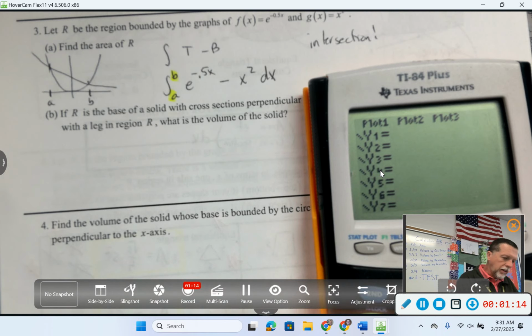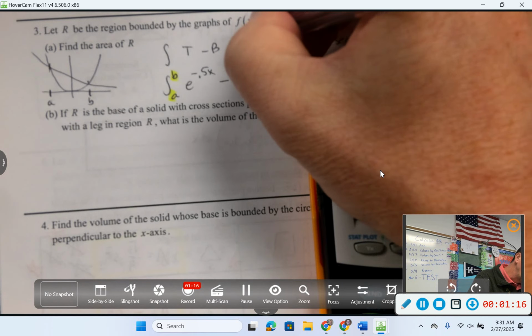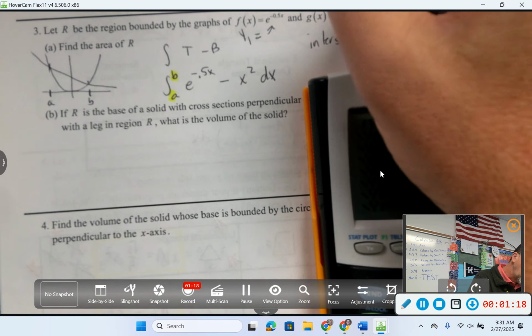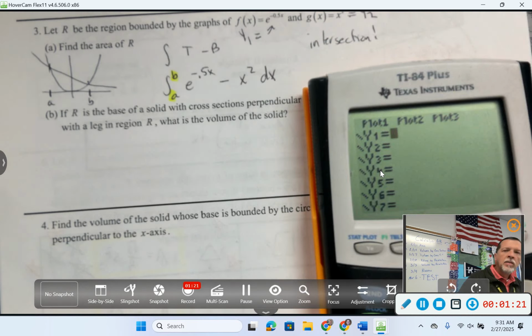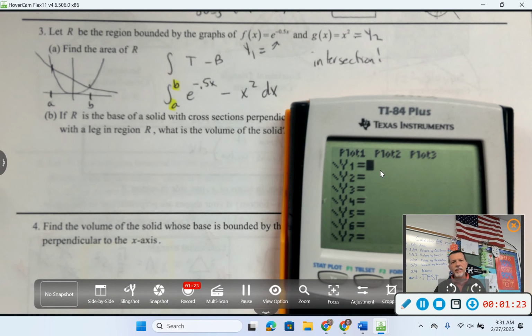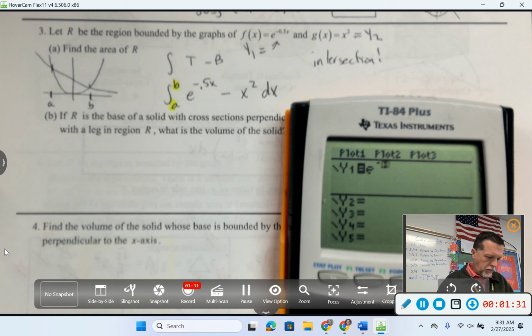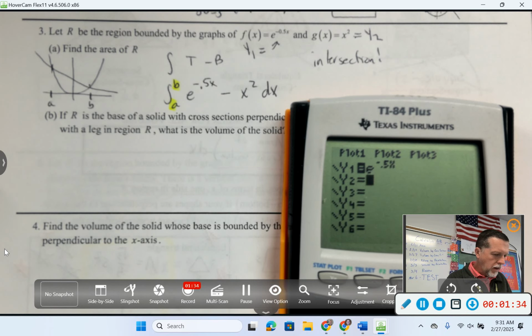So I'm just going to go ahead and label them now. There's y1, and this one will be y2. That way, if I get lazy and just write y1 and y2 later, the grader will know what I'm talking about. So e to the negative 0.5x and x squared.